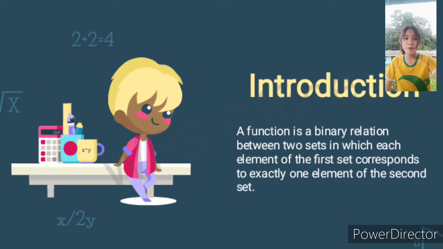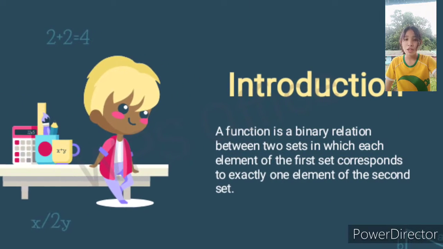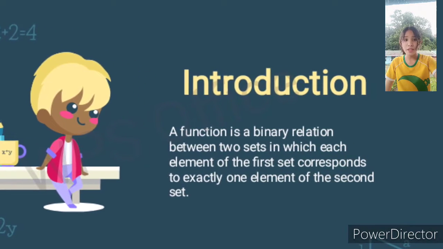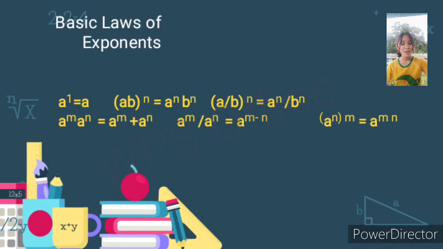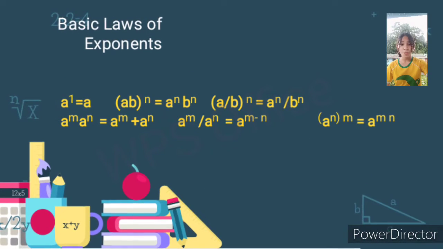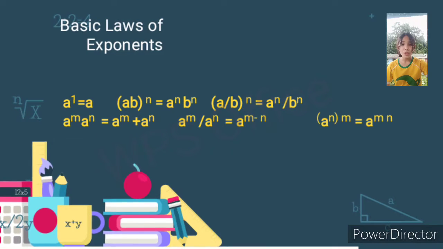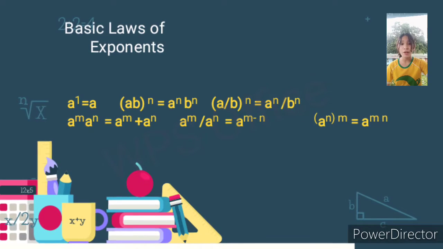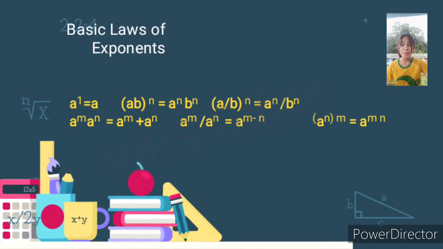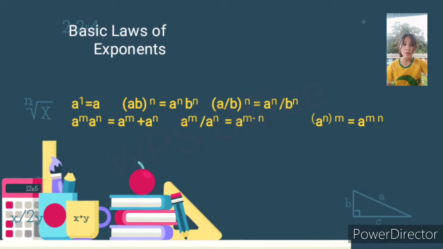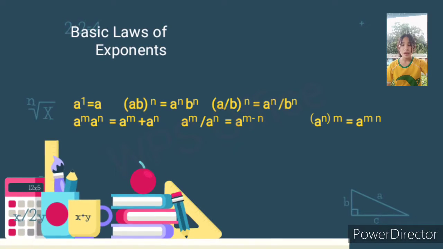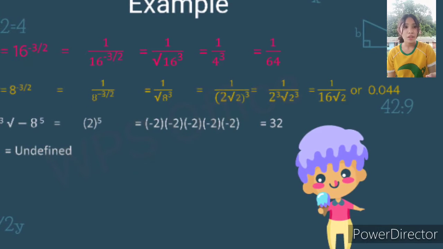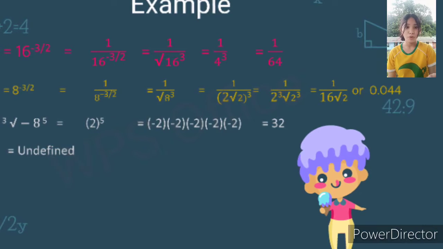Introduction. A function is a binary relation between two sets in which each element of the first set corresponds to exactly one element of the second set. But before discussing the logarithmic and exponential function, let us first review the basic laws of exponents, such as a raised to 1 equals a, the value of a and b raised to n equals a raised to n and b raised to n, and so on. You can see in the presentation the different examples of the laws of exponents.